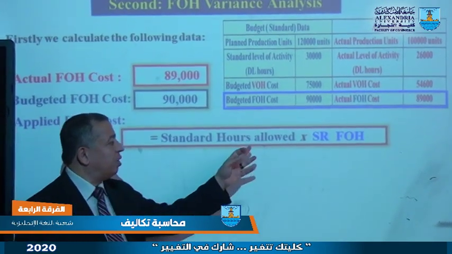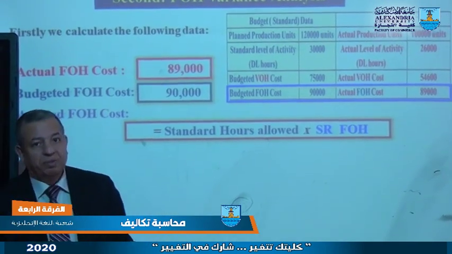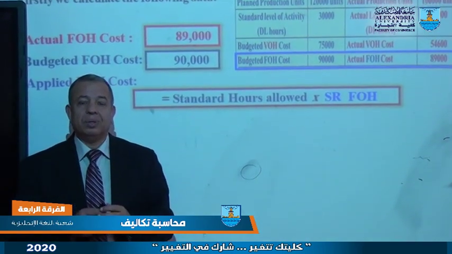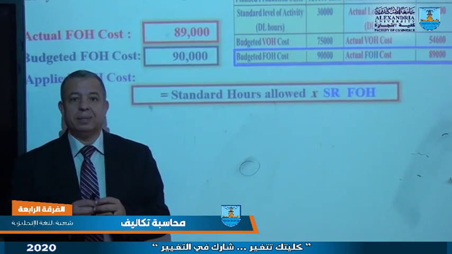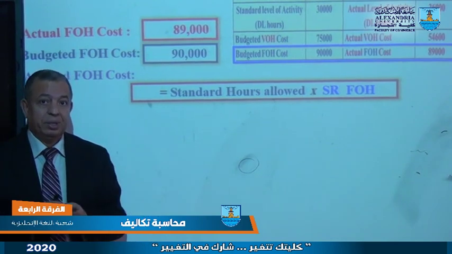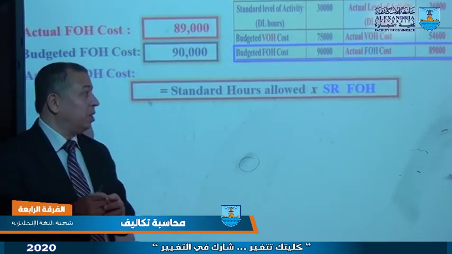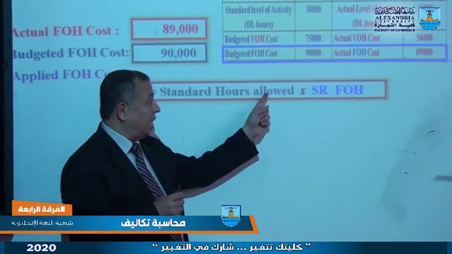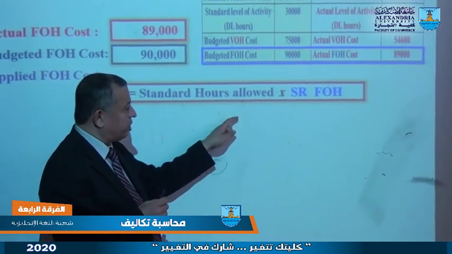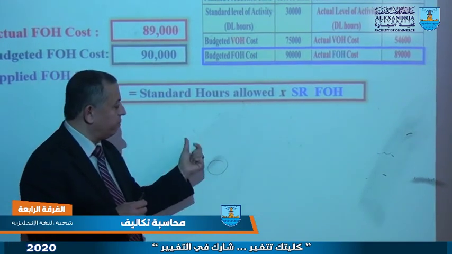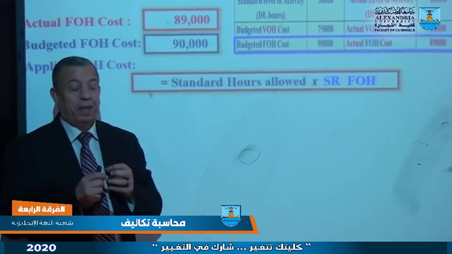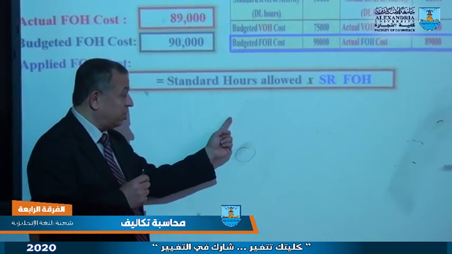How to calculate standard hours allowed for direct labor, for variable overhead, for fixed overhead? I use the same equation. The same equation is what? Do you remember? Standard hours allowed for actual production. Again, for actual production. So I need here actual production times standard hours per unit.